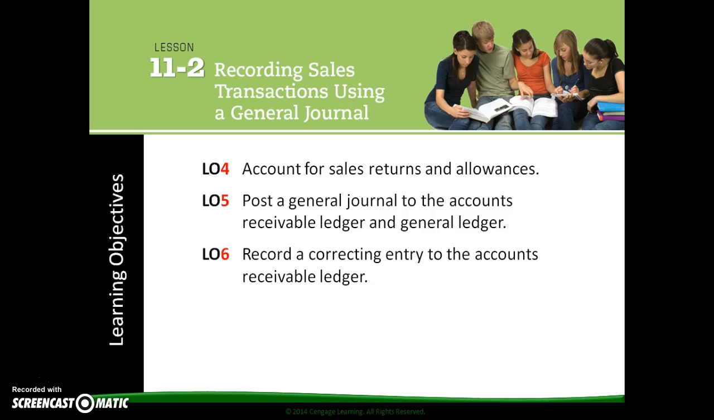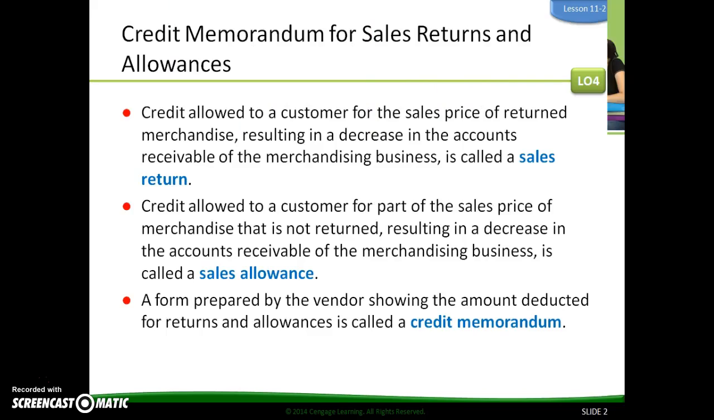So the lesson objectives for this particular lesson: to account for sales returns and allowances, post a general journal to the accounts receivable ledger and the general ledger, and to record a correcting entry to the accounts receivable ledger. So one thing that you want to pay attention to with this lesson is that we have just a few vocabulary items that we want to deal with.